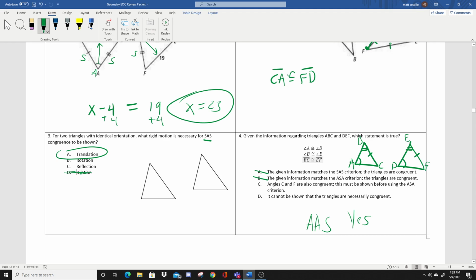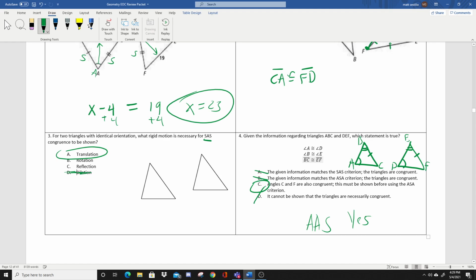This is an odd question. It cannot be shown that the triangles are necessarily congruent. Well, that can't be right because we know they are. AAS, AD, angle C and F are also. Oh, I get it. Yeah, okay.